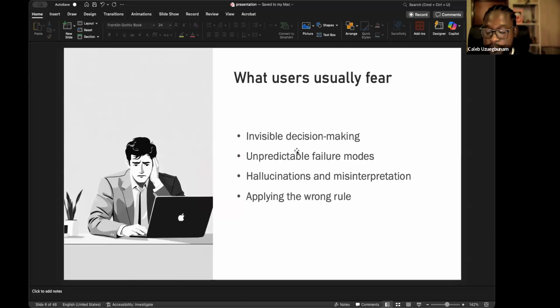And all of this comes down to the fact that users usually fear these four things. And we're going to use these four things to guide how we take a workflow, whether it's a traditional or physical workflow, or organizational processes or workflows that have been carried over into an AI system. And we're going to use these four fears to identify areas for improvement in the UX of that product. So the four things are invisible decision-making, unpredictable failure modes, hallucinations, and misinterpretation. And the final thing is applying the wrong rule.